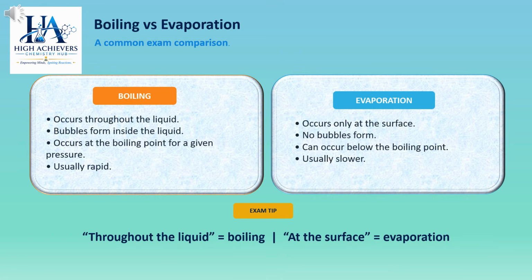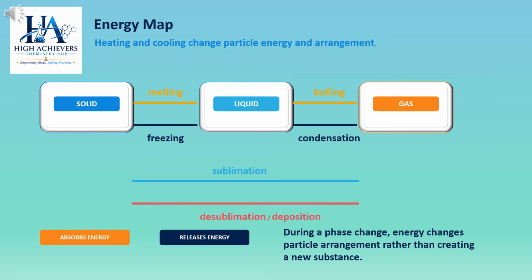Let us compare boiling and evaporation, because students often confuse these two processes. Boiling occurs throughout the liquid, whereas evaporation occurs only at the surface. During boiling, bubbles of vapor form inside the liquid. Evaporation does not produce bubbles. Boiling occurs at the boiling point for a given pressure, while evaporation can occur at temperatures below the boiling point. Evaporation is usually a slower process. So, if an examination question asks where the change occurs, remember, boiling occurs throughout the liquid, while evaporation occurs at the surface.